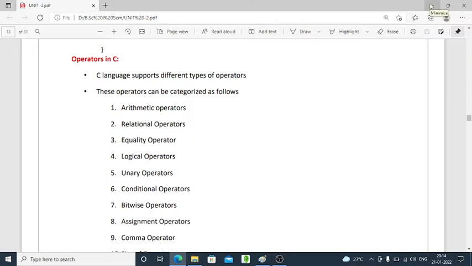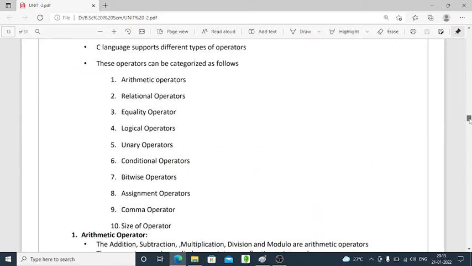Good morning, students. In today's class, we are going to learn about operators in C language. There are different types of operators in C language, which are written here. These are the 10 types of operators: arithmetic, relational, equality, logical, unary, conditional, bitwise, assignment, comma, and sizeof operators.